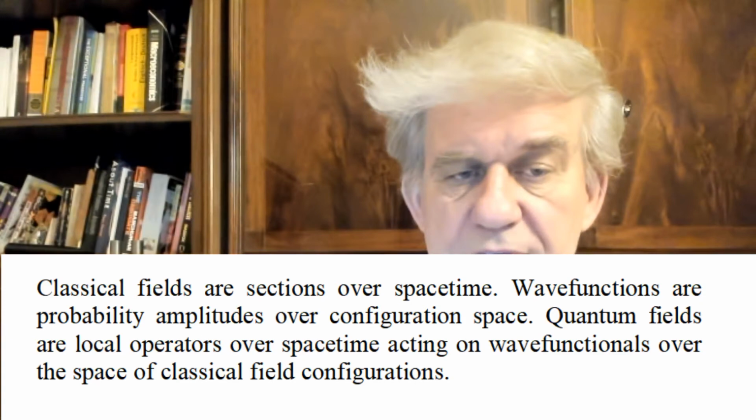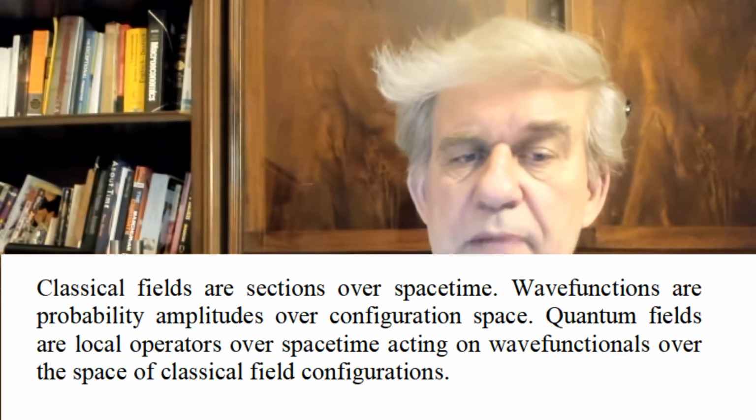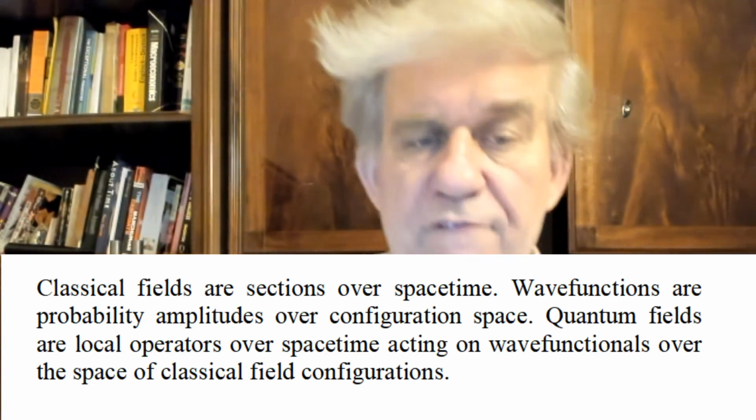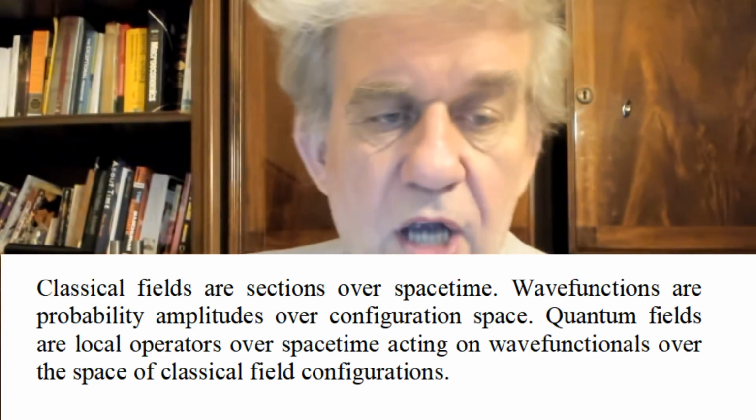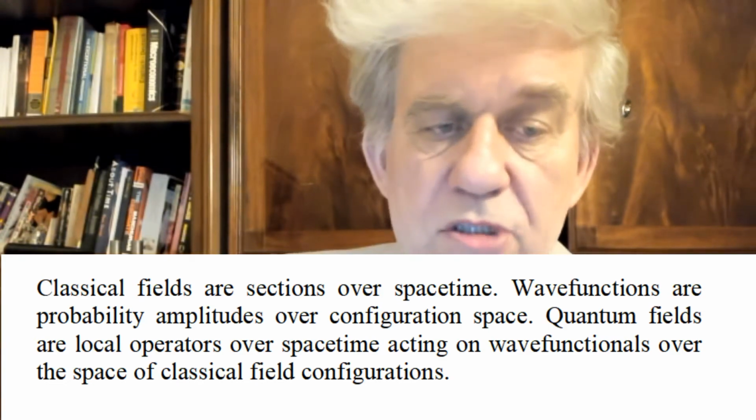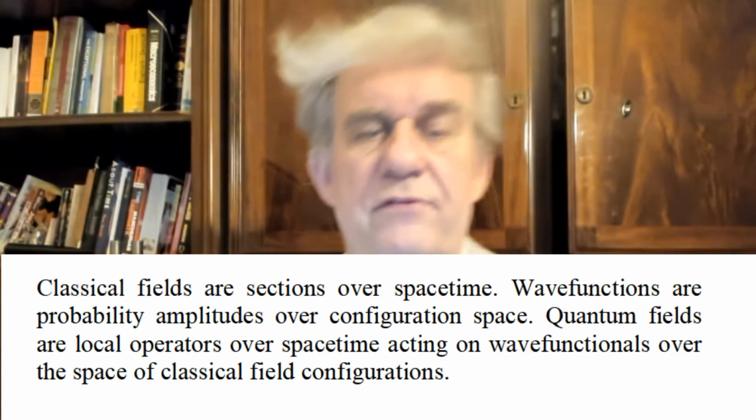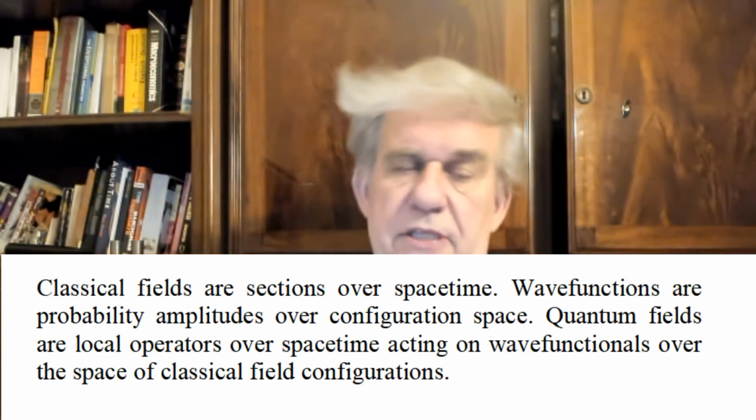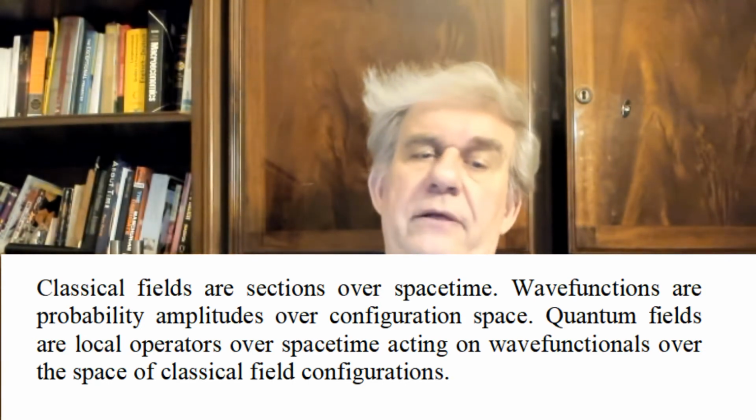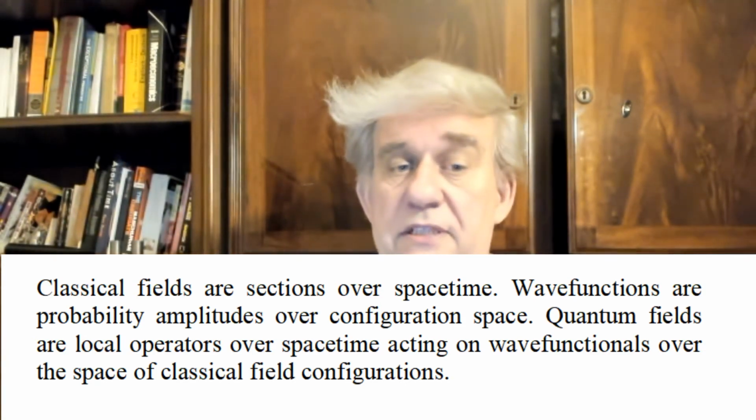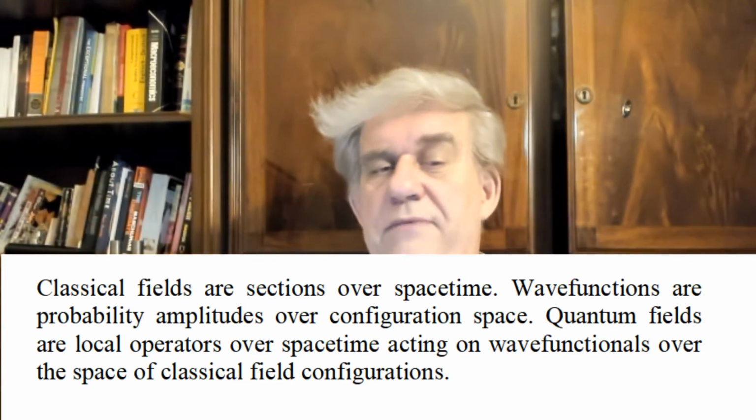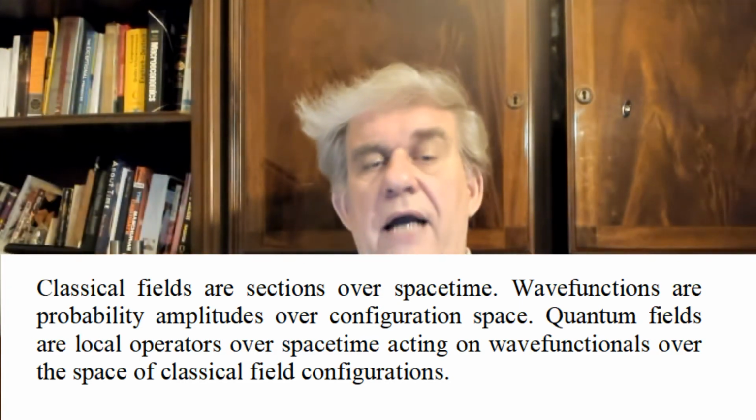Anyways, it says classical fields are sections over space-time, whereas wave functions are probability amplitudes over configuration space. Quantum fields are local operators over space-time acting on wave functionals over the space of classical field configurations. What are they talking about? They're saying, look, the famous wave function works at the quantum level, and the field is a field at the quantum level, whereas the classical field, which is more like what Einstein had with his relativistic fields, works on a cosmic scale.